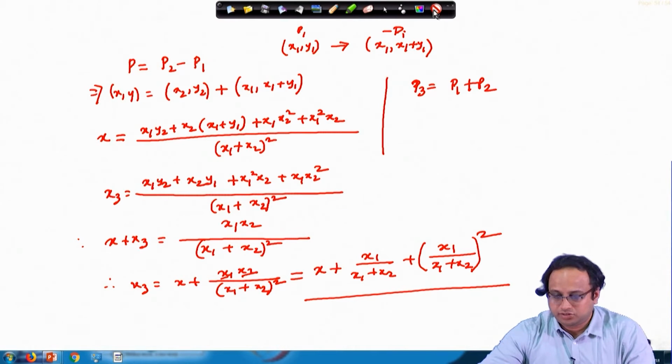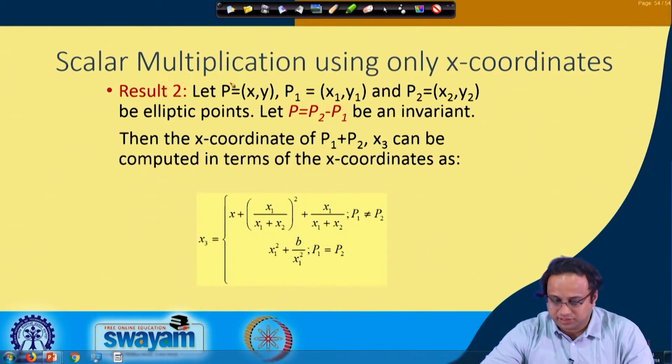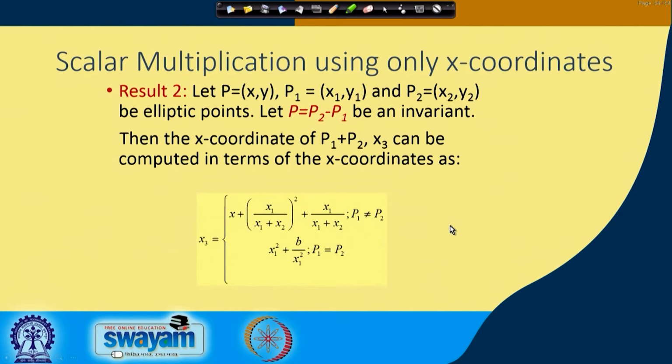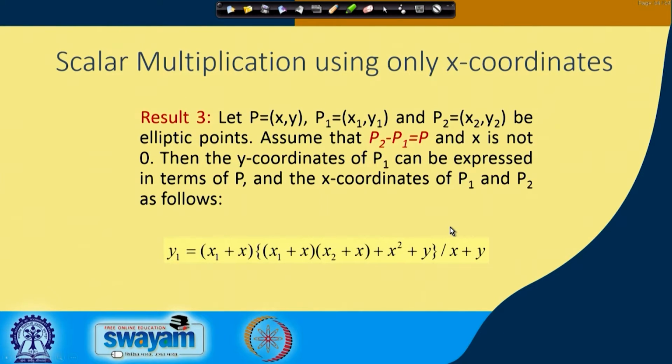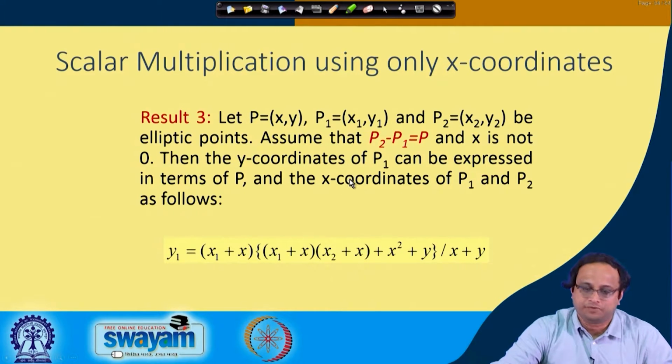With this, we can now get back to the slide and see that this is pretty much the equation written over here: x plus x1 by x1 plus x2 whole square plus x1 by x1 plus x2. But finally, when you are doing the computation, you have to return the output point, that is x3 comma y3. So, you still need to compute y3.